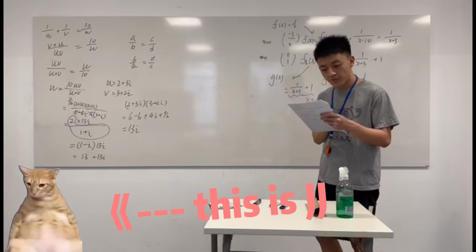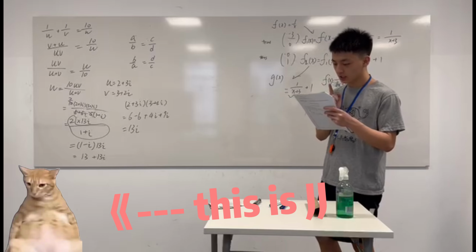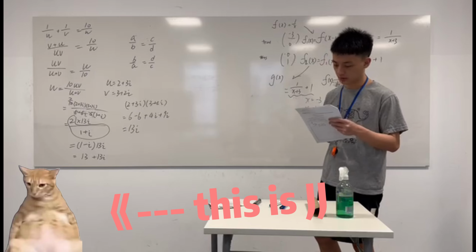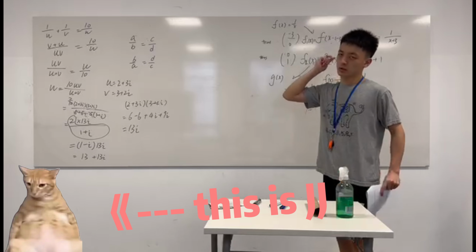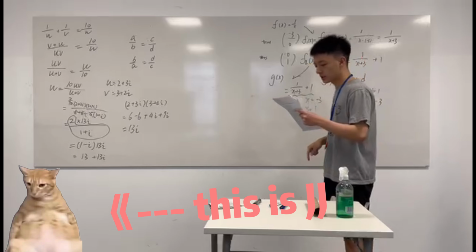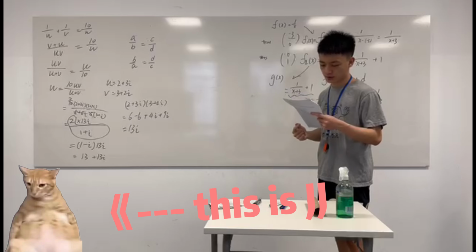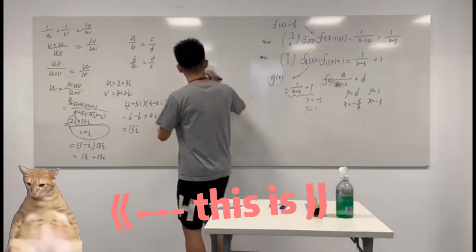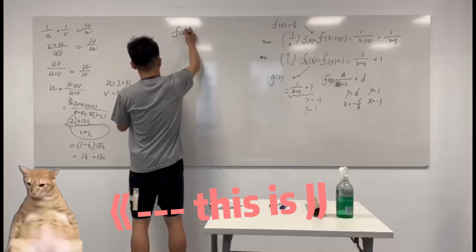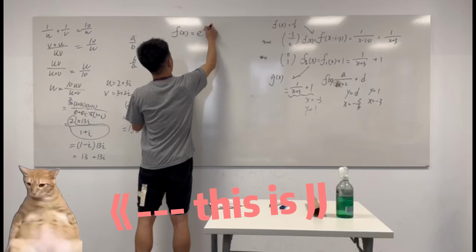The function f is defined as f(x) equal to e to the power of 3x plus 1. The first question asks us to find the inverse, and state the domain of the inverse. It's something we all like. So f(x) equal to e to the power of 3x plus 1.